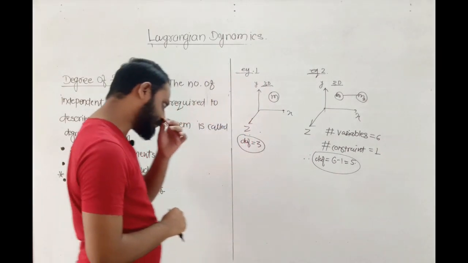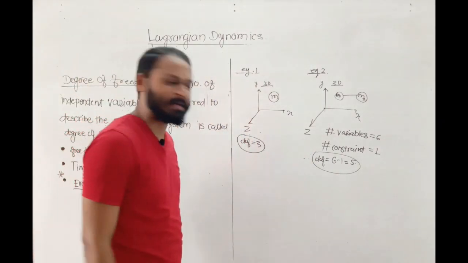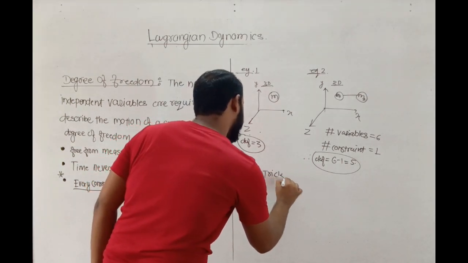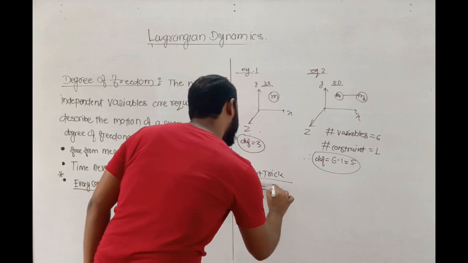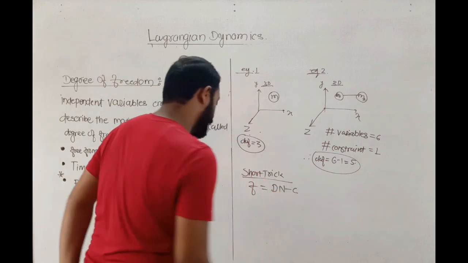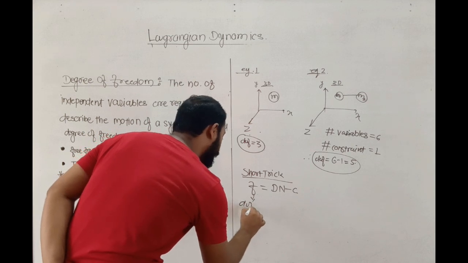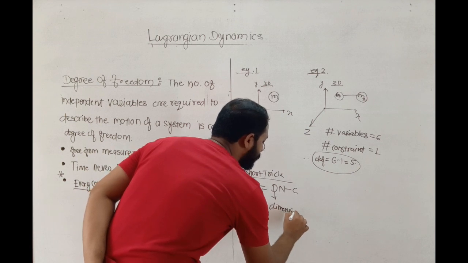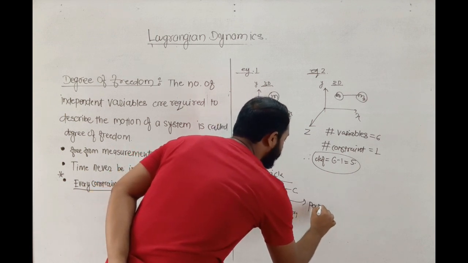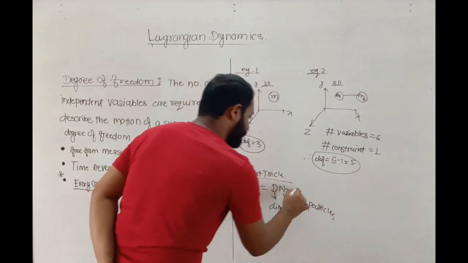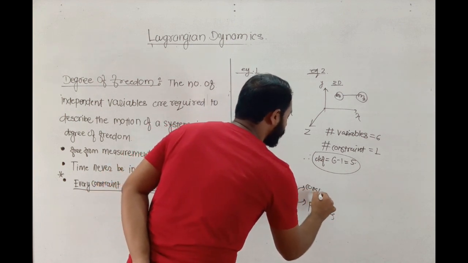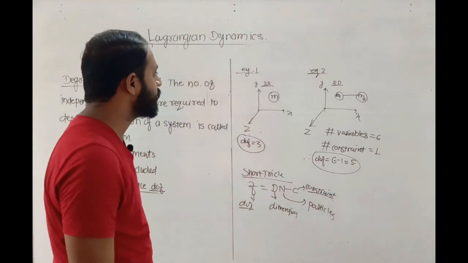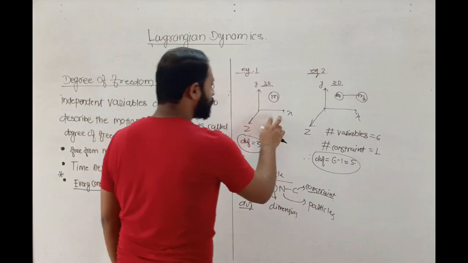Now see, for this we have a short trick. Short trick: f equals d into n minus c, where f is the degree of freedom, d is the dimension, n is the number of particles, and c is the constraint. Using this formula you can find the degree of freedom for this and for this.